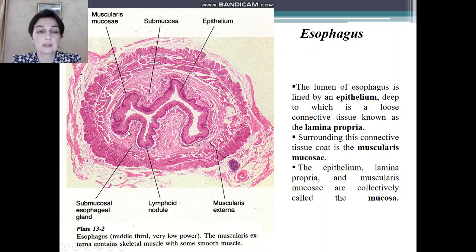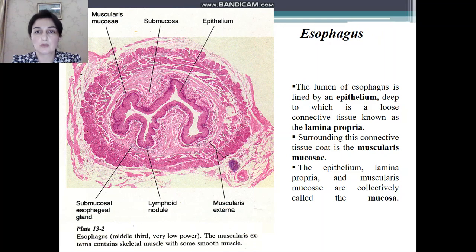They are present in the submucosa. They are compound tubular alveolar glands, and they include two kinds of cells. These are mucous cells, which produce mucus, and serous cells. Then we come to the muscularis externa of the esophagus. The muscularis externa of the esophagus includes inner circular and outer longitudinal layers of muscle.